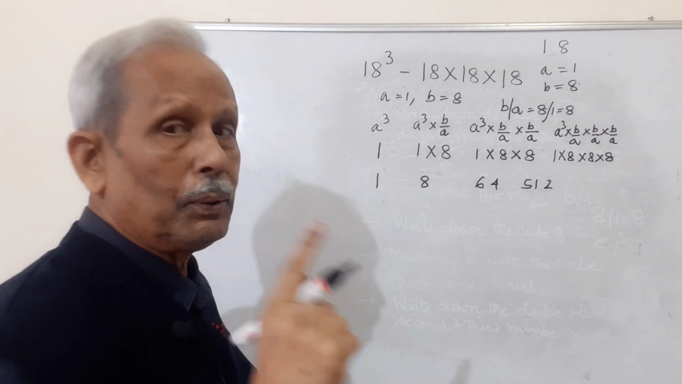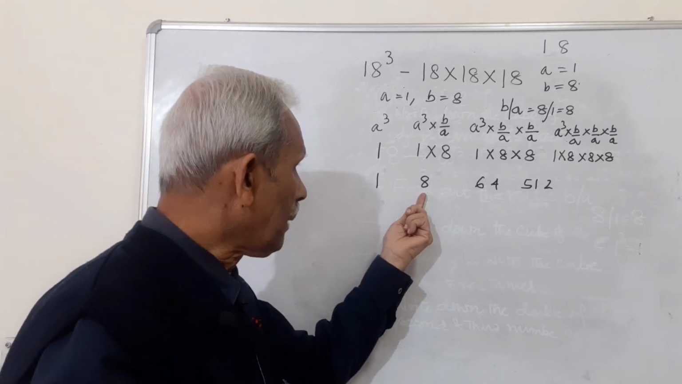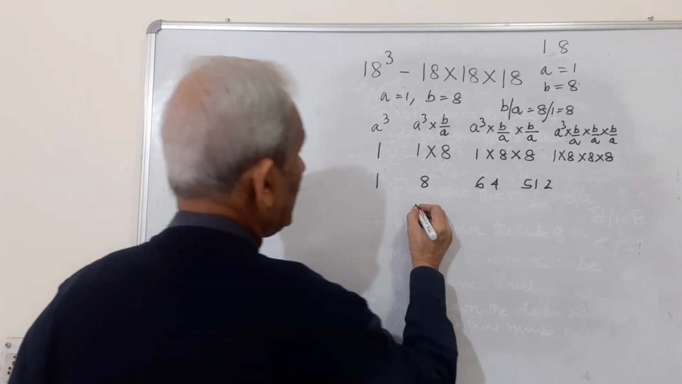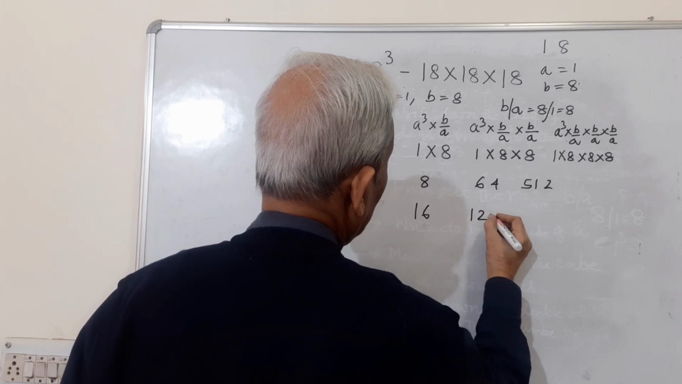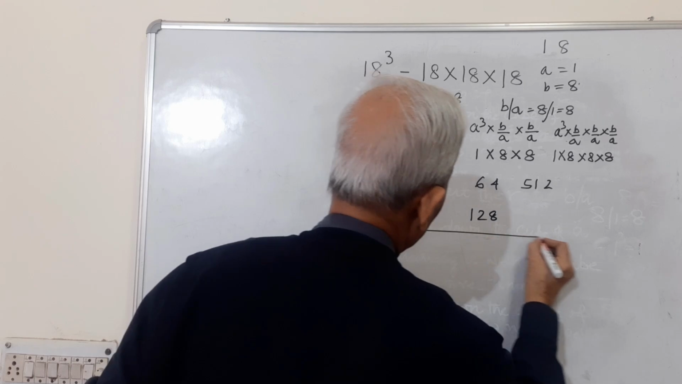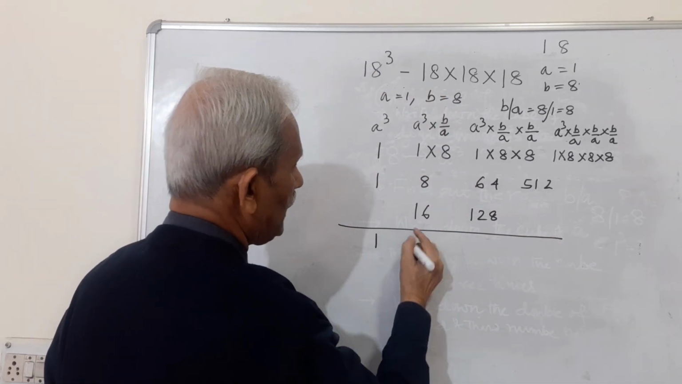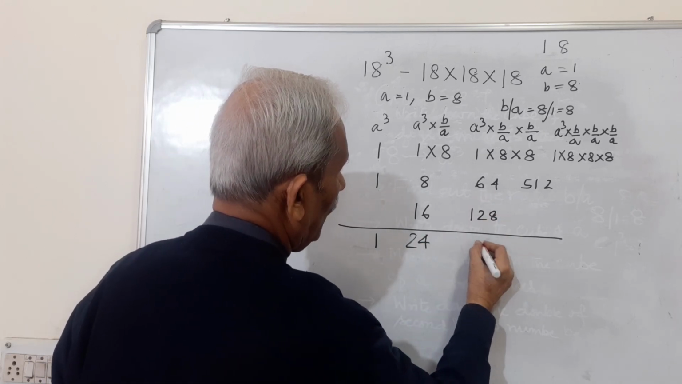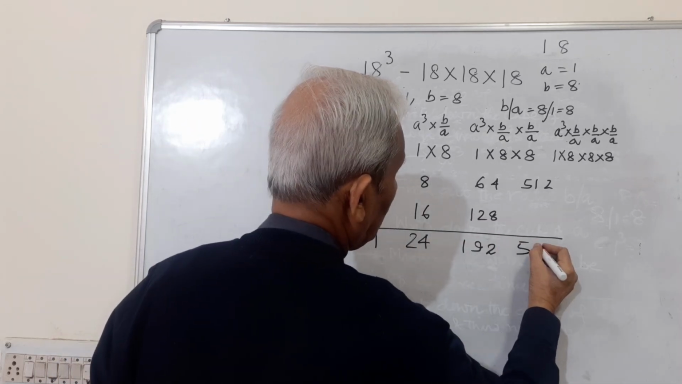Now, I told you the next step is to double the second number and the third number, and write below. Double the number 8, that is 16, and you write here 64 into 2 is 128. Now add these numbers. 16 plus 8 is equal to 24, and 128 plus 64 is equal to 192, and 512.